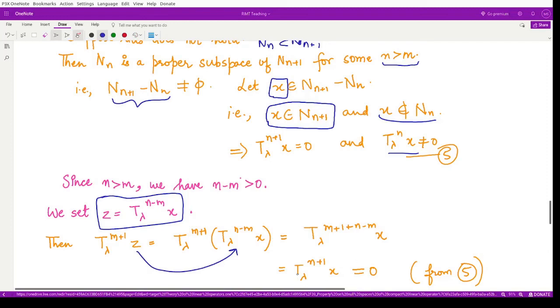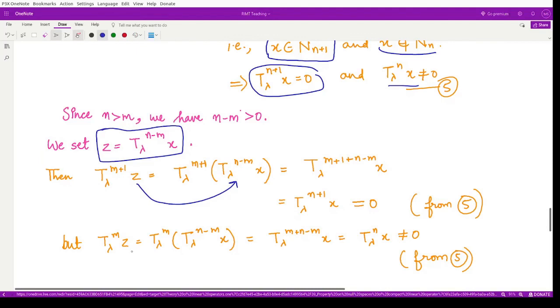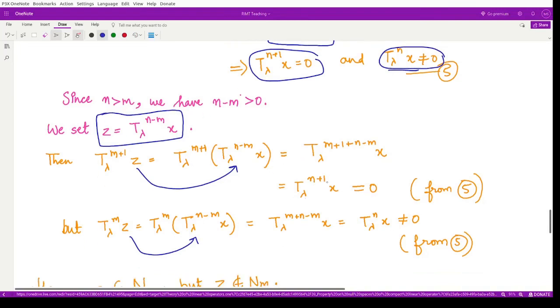Perform some calculation. So you see you have (T-λ)^(n+1) x, that is equal to 0. So you obtain (T-λ)^(m+1) z is equal to 0. Why is this 0? Because by making use of equation 5 here, right? Similarly, when you apply (T-λ)^m onto z, substitute the value of z here, perform the calculation. You see (T-λ)^n applied onto x is not equal to 0, again using equation 5 here. So we are saying (T-λ)^(m+1) z is equal to 0 and (T-λ)^m z is not equal to 0.